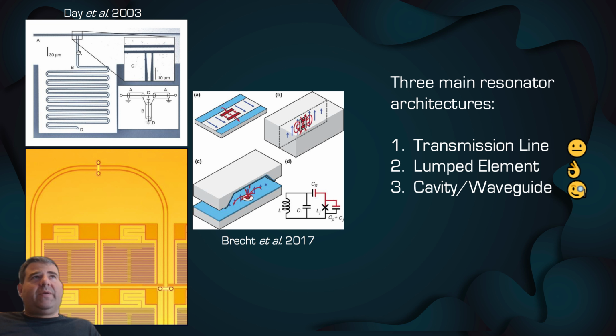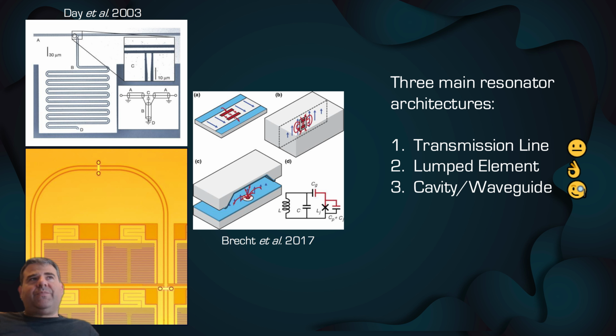This is the first one that we published, around 2003. This shows a coplanar waveguide transmission line resonator. It's a quarter wavelength long. This is a common, popular, and easy way to make an MKID. The second way is a lumped element MKID, which you can see here.